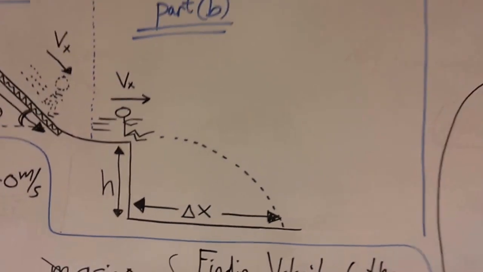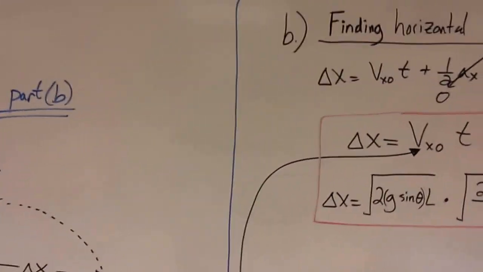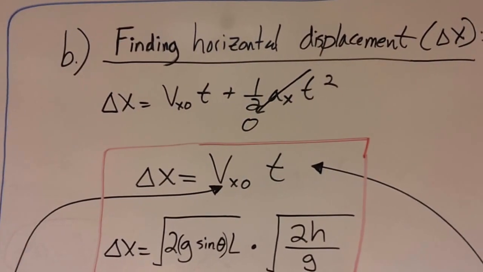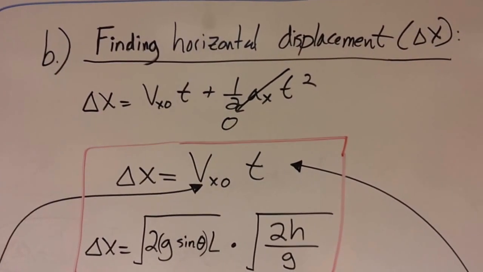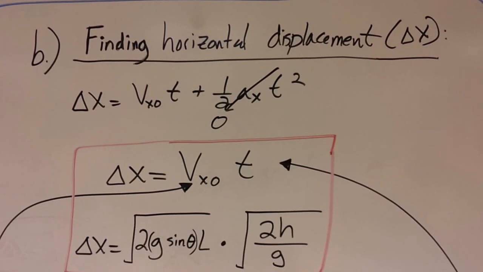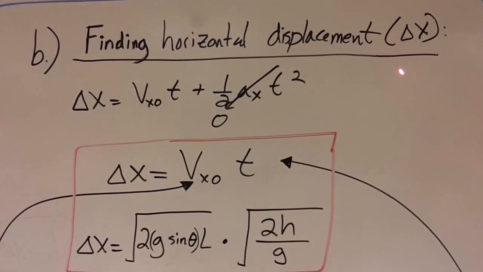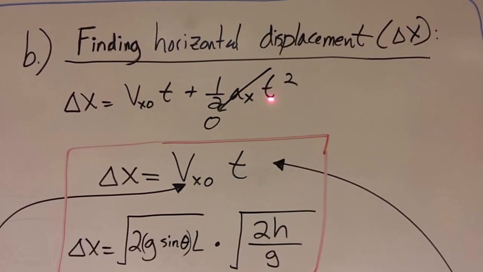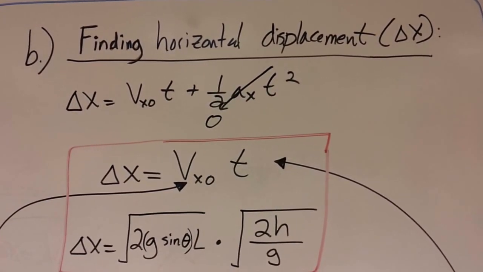So let's go up here. Remember in part B, we're trying to find the horizontal displacement. And if we're finding the horizontal displacement, or how far something travels horizontally in a projectile problem, remember, we've got to use our displacement equation. That's the second equation in our AP equation sheet.